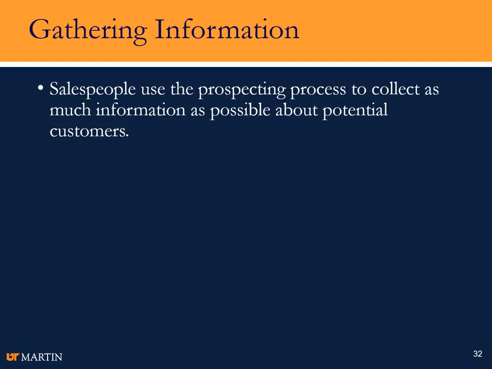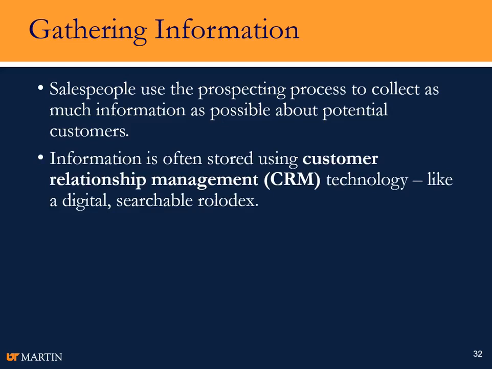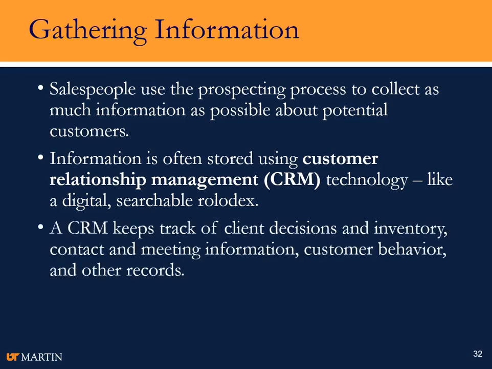One of the important things you can do in the prospecting process, as I said before, is to collect as much information as possible about your prospect. You can store this information in a customer relationship manager. This is essentially like a Rolodex, but it's digital and it's searchable. And you can collect all sorts of information in there. It keeps track of client decisions, inventory, contact and meeting information, customer behavior, personal information about your customers.